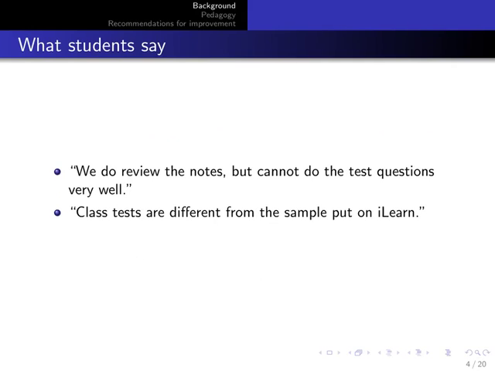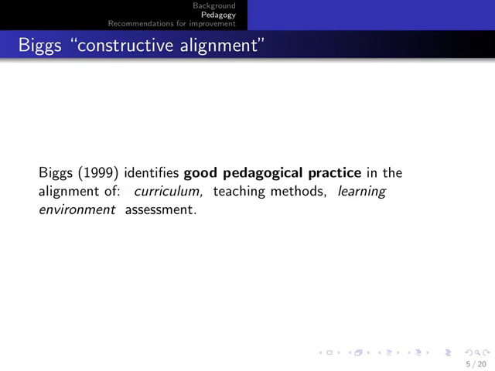Second comment: his class tests are different from the sample put on iLearn. Every semester I put one or a couple of examples of past tests, real tests. And this student is complaining that the questions are not the same, or at least not very similar. Now, the point that is missing is that what I'm testing is his capacity to reformulate the theory that he is learning to solve problems. This is not a message that got through. But of course, I can't blame students.